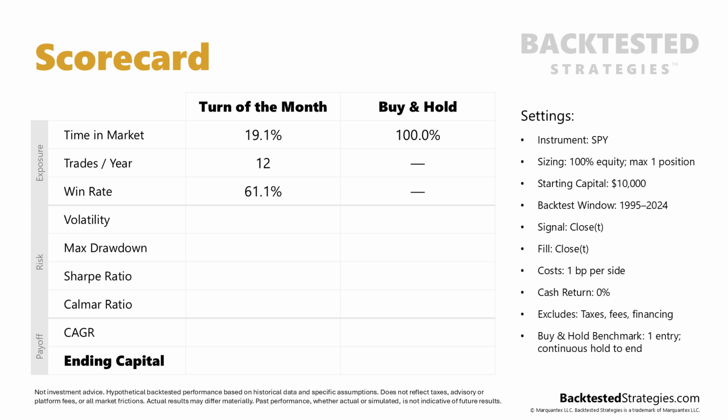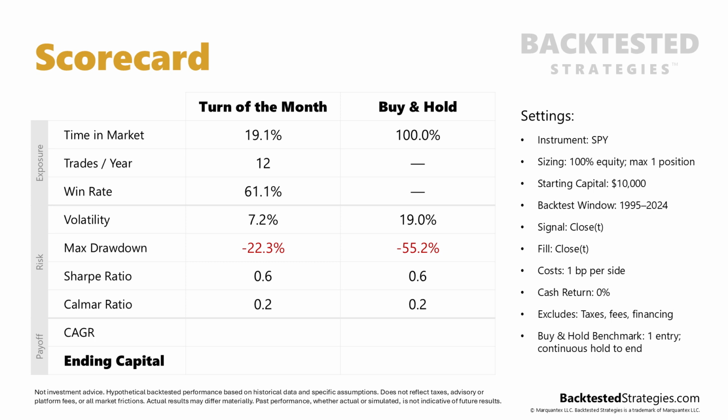Section 2, Risk. For the monthly turn strategy, annualized volatility is 7.2% with a max drawdown of minus 22.3%. The Sharpe and Calmar ratios are 0.6 and 0.2, respectively. For buy and hold, annualized volatility is 19%, with a max drawdown of minus 55.2%. The Sharpe and Calmar ratios are 0.6 and 0.2. So yes, monthly turn is much smoother, but the risk-adjusted ratios are essentially the same. The strategy trades a lot of long-term growth for a calmer ride.